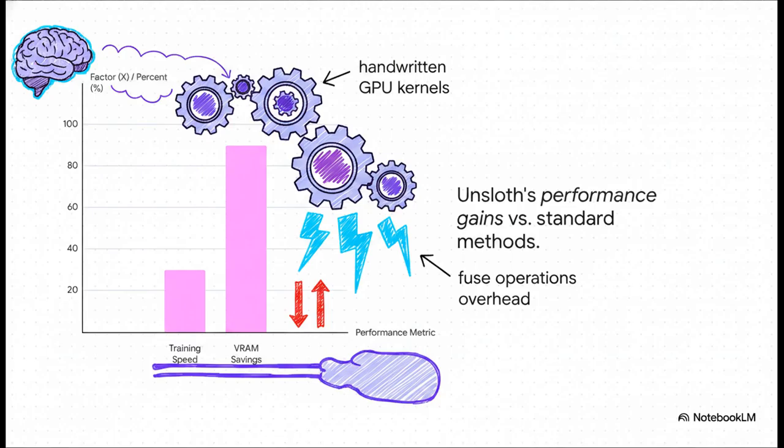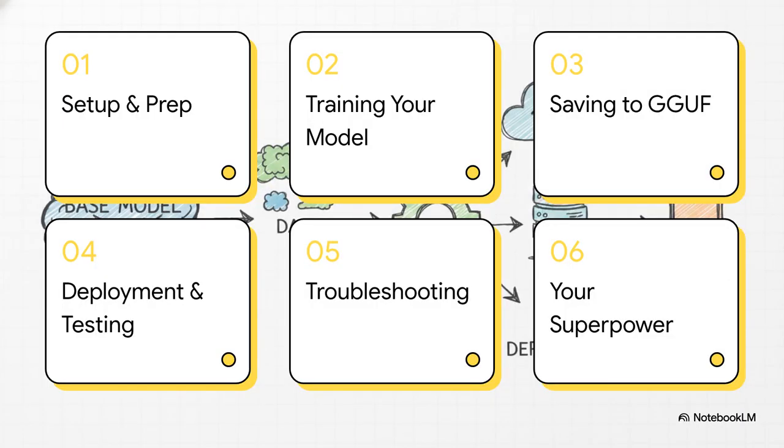Unsloth basically rewrites the most demanding math operations inside the model. It uses custom, handwritten code that talks directly to the GPU, fusing a bunch of steps into one and massively cutting down on that memory overhead. To make sure this is all crystal clear, we're going to follow this simple checklist. We'll start with getting your environment set up, walk through the actual training and deployment, and then we'll even cover a few common troubleshooting tips. By the end, you'll have the whole workflow down.